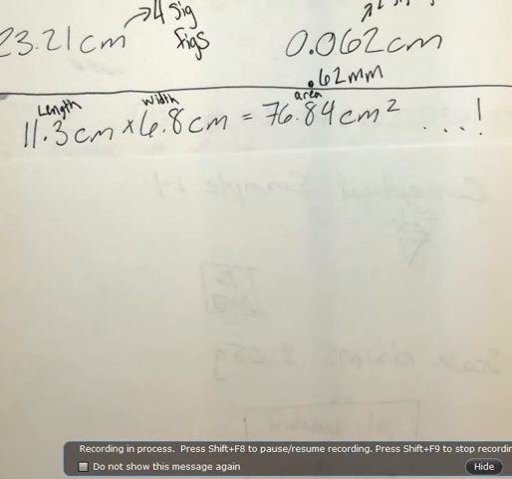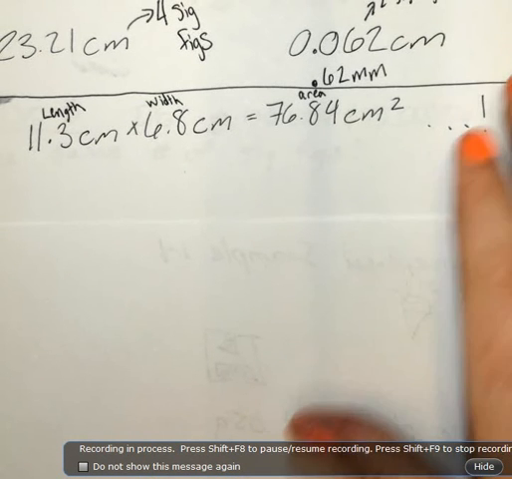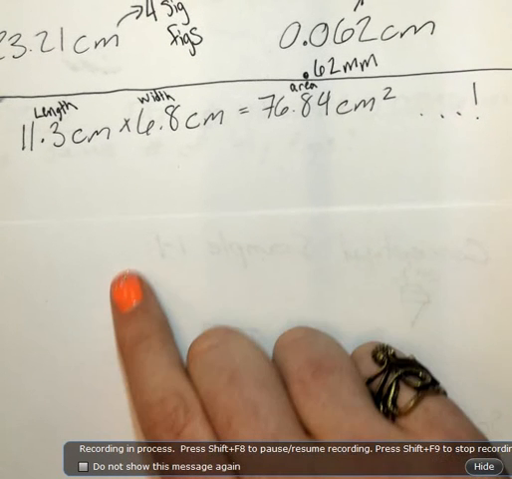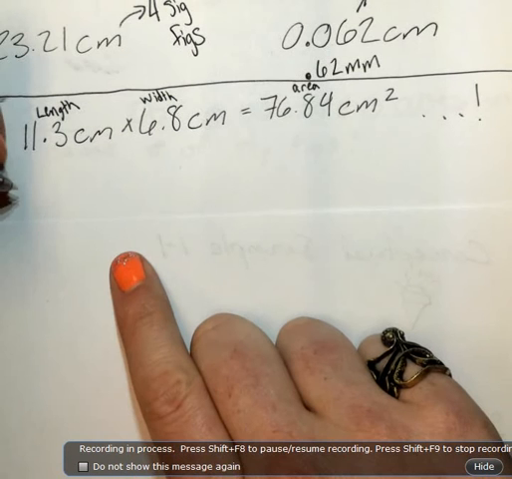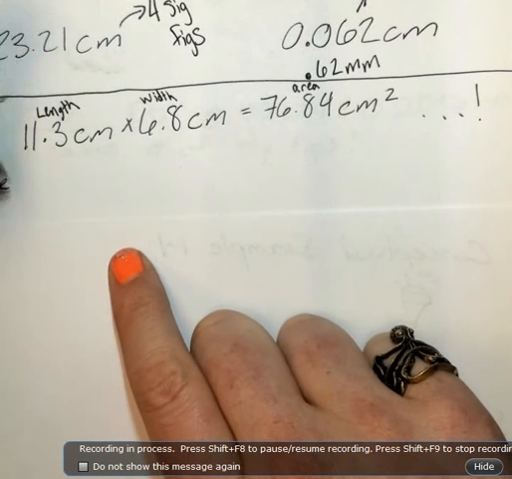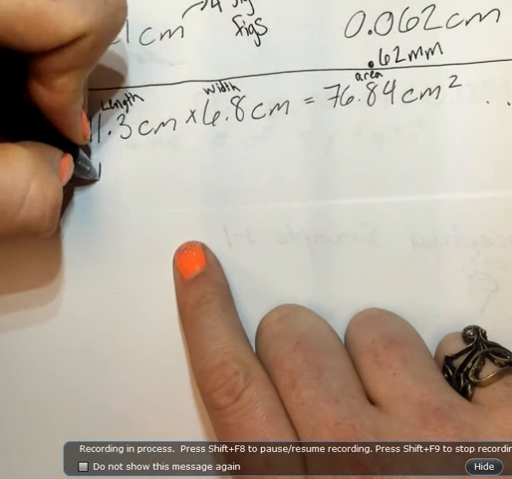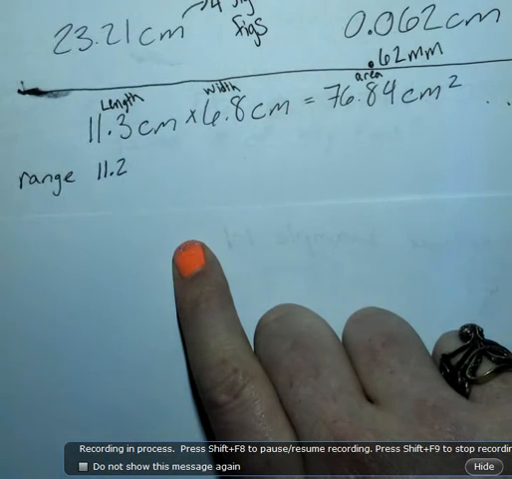So let's take a look at what that means about our range for the actual area, right? If we're looking at an uncertainty of plus or minus 1, then that means that we could have a range where the length was actually, instead of 11.3, it was 11.2 because of that plus or minus uncertainty.